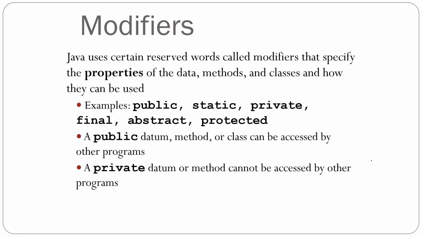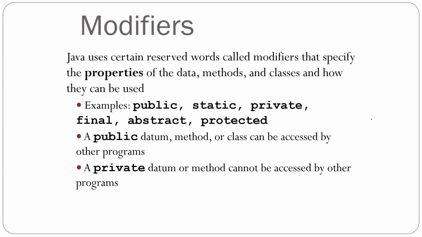Modifiers. Some modifiers are used in Java, and these are reserved words, and they will specify how we can use the data, objects, methods or classes. So modifiers can be applied to classes, to methods, or to data, right? And that will control how they can be used. So we have different modifiers. Modifiers could be public, static, private, final, abstract, protected. We'll learn about these things.